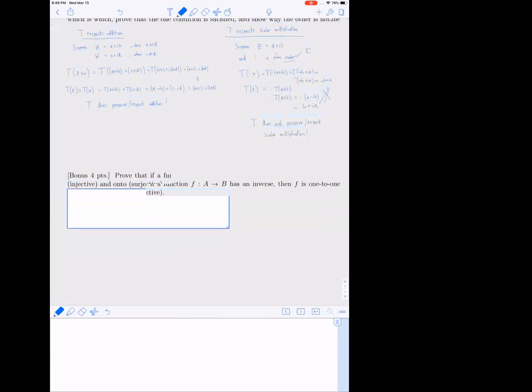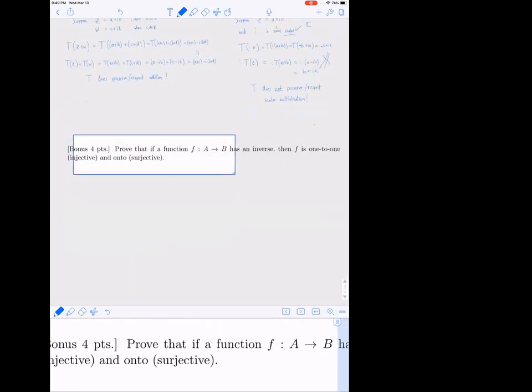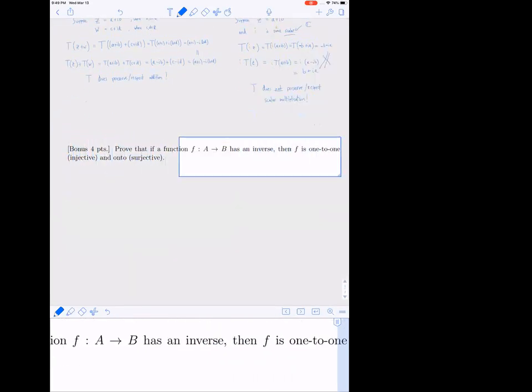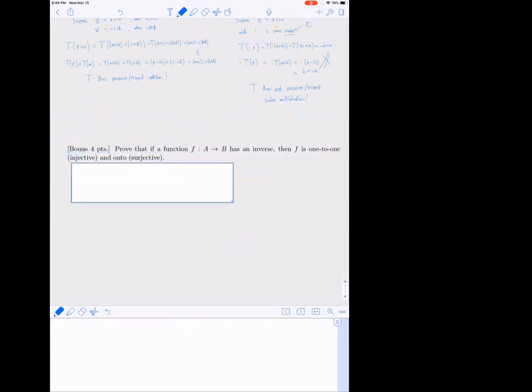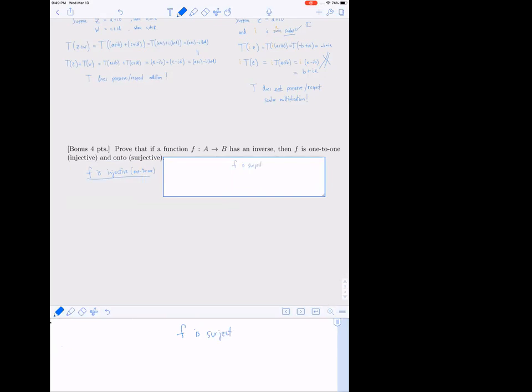Finally, there's this bonus question. Prove that if a function f from A to B has an inverse, then f is one-to-one or injective, and f is onto or surjective. So let's prove each of these. f is injective, one-to-one. And we'll also prove that f is surjective or onto.